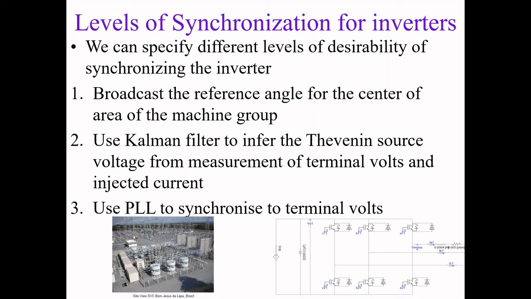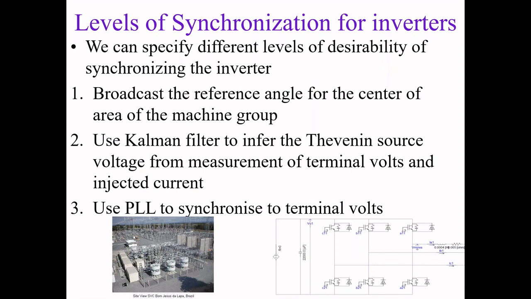The next little teaser, I guess, is when talking about synchronization of inverters, that traditionally we've synchronized to the terminal voltages. So we're trying to inject current exactly in phase with the voltage at the terminals of the inverter. It's a nice way to do it. It works adequately well for your home photovoltaic system.